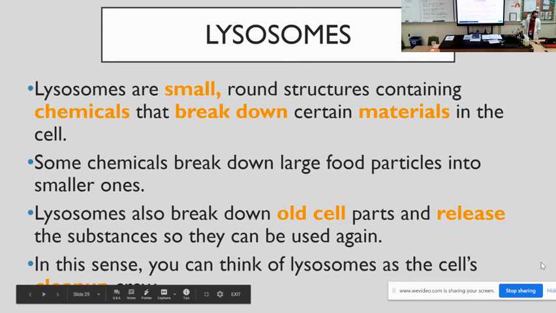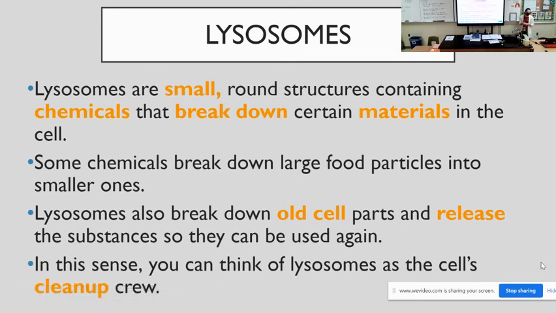Then our last main organelle that we're going to talk about are lysosomes. So these are small round structures, and they contain specific chemicals that help break down certain materials in the cell. So this could be large food particles in the cell that it needs to break down into smaller pieces for the cell to be able to use. They can also break down old cell parts, and then release that substance through the cell membrane and get it out of the cell. Or it can recycle that material.